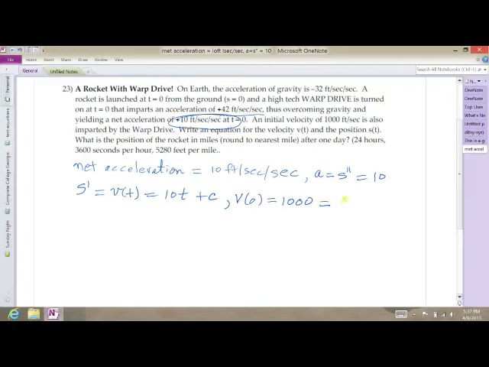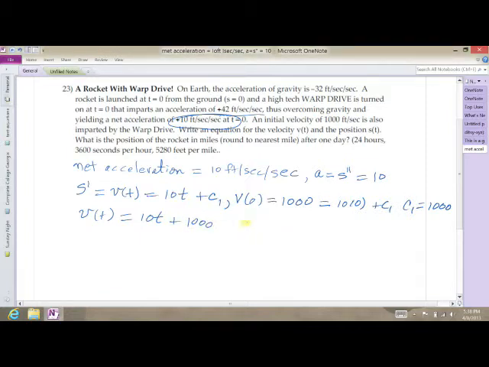plugging in t equals 0, we get 10 times 0 plus, let's call this C1, so we get that C1 is equal to 1,000. So now we have an equation that the velocity is equal to 10t plus 1,000.